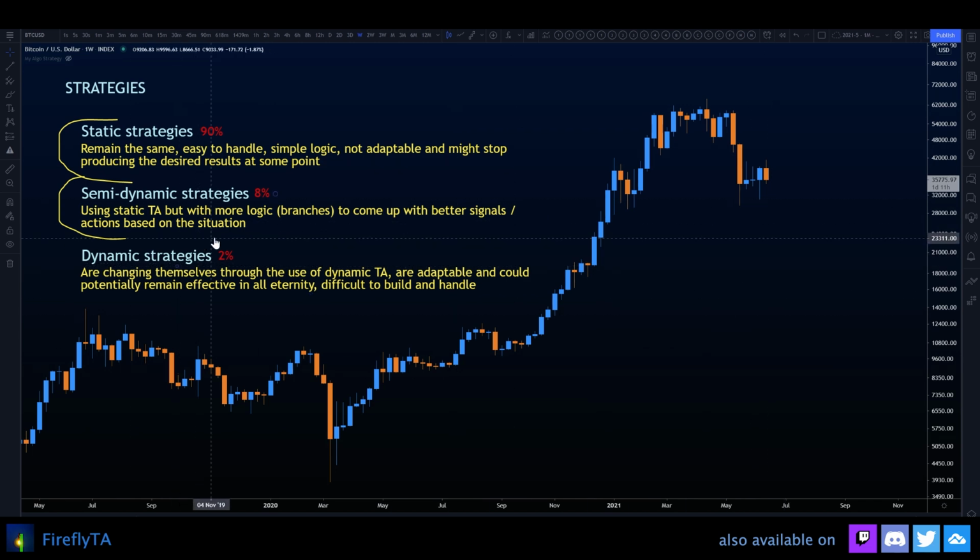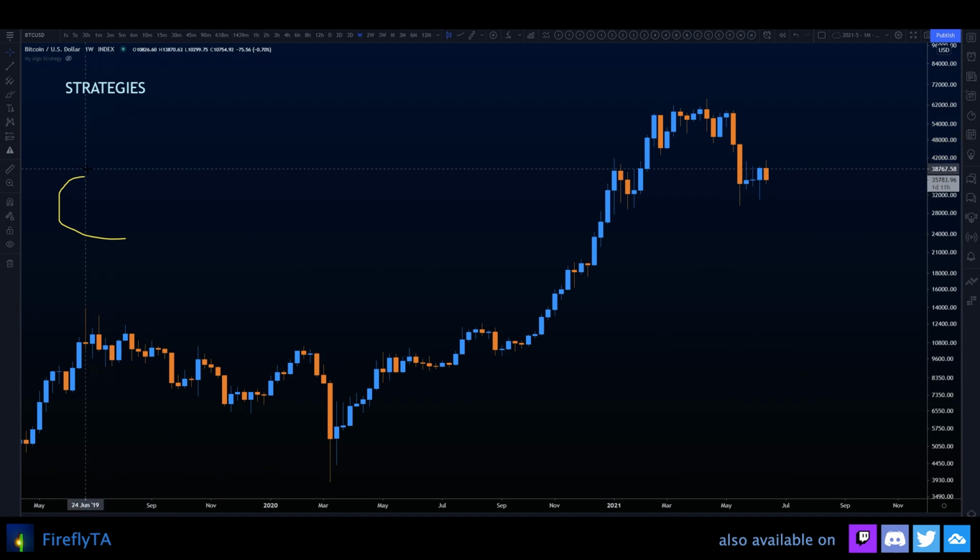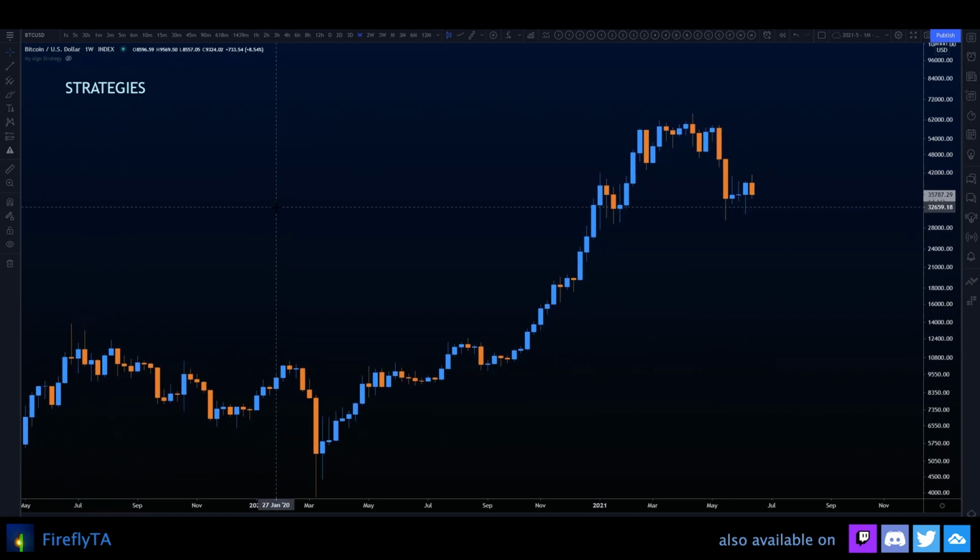Okay, this should be an introduction to the different types of strategies that you can look at. Let me get rid of this, and then we continue with the next step. Now I'm going to show you examples for all three kinds of strategies so that you get a feeling for what we are actually talking about here.